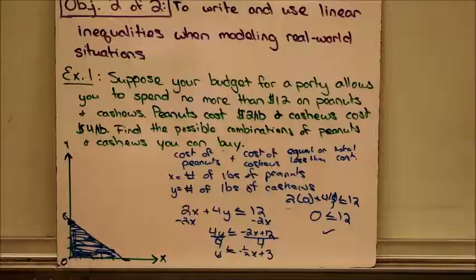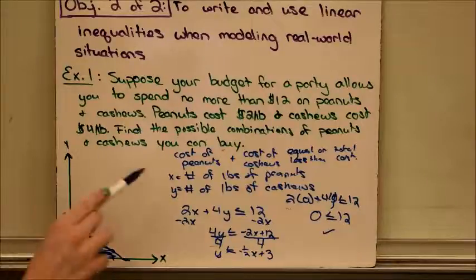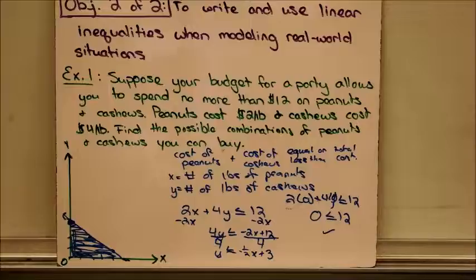Okay, so we know that this tells us that we could pick any coordinate point in this triangle, and that could be X for the pounds of peanuts we can buy and Y for the number of pounds of cashews we could buy, okay? Anywhere in this region, if we just wanted to buy peanuts or if we just wanted to buy cashews, we could figure that out as well, okay?